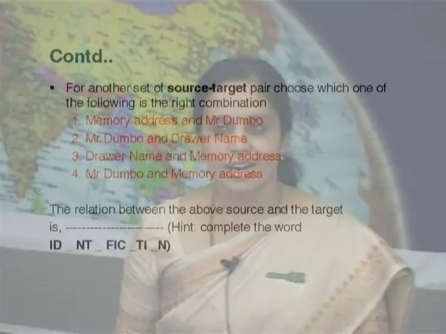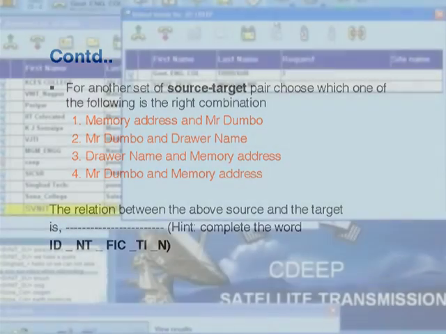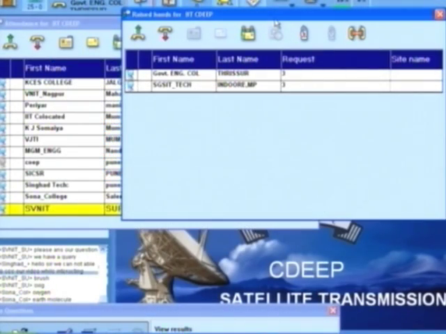The next one, get ready for another set of source and target pair from the same visualization. Choose which of the following is the right combination. Memory address and Mr. Dumbo, Mr. Dumbo and the drawer name, or memory address, Mr. Dumbo and memory address. Yes, Thrissur is first now with 3.